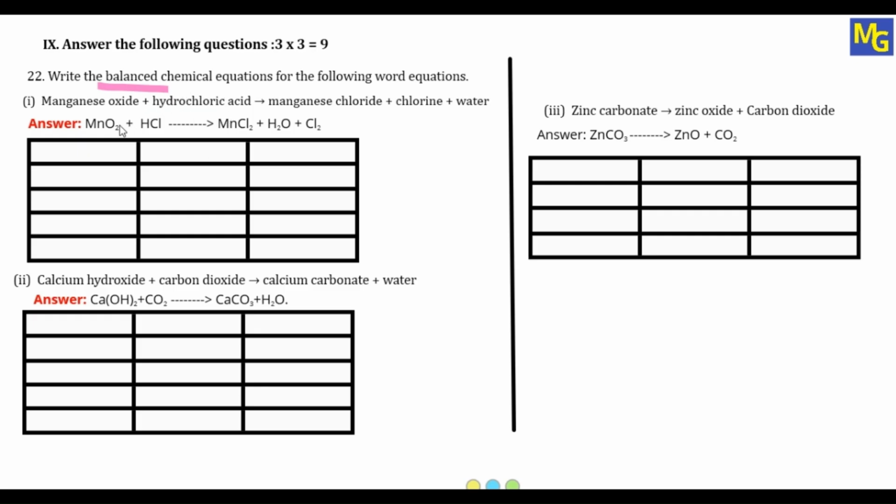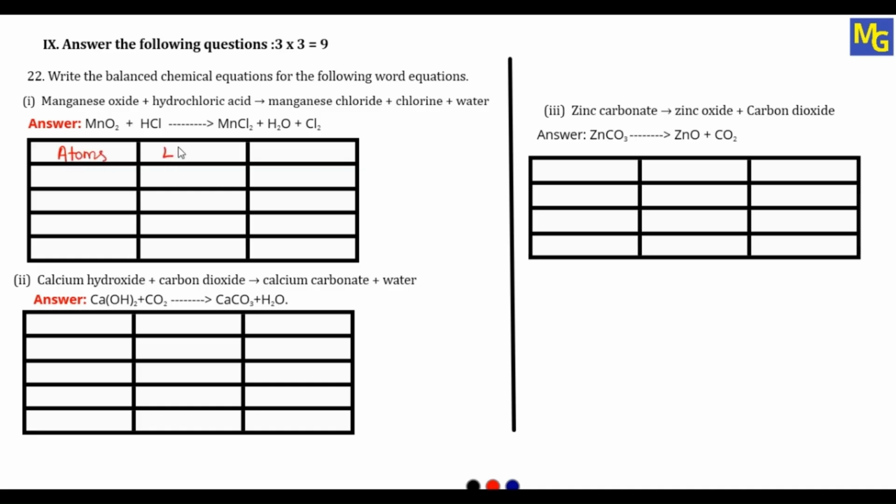What is balancing? The number of atoms present on the left hand side should be equal to the number of atoms present on the right hand side. And that reaction is called a balanced chemical equation. So we will start balancing the reaction. So here we will write atoms.